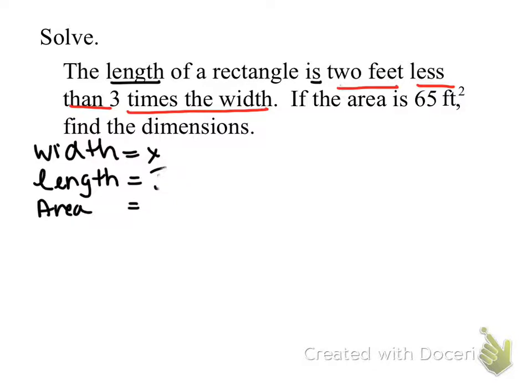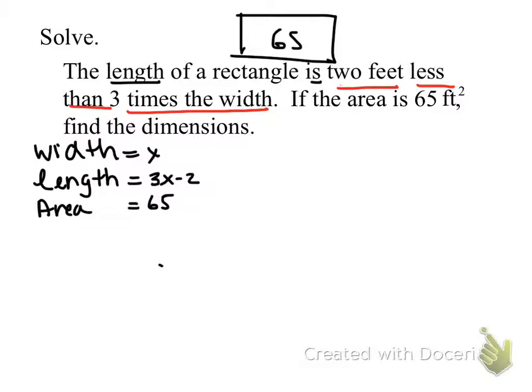And then area. Do they give us any dimensions? Is it minus 2? Yeah. Okay. And then what was the area? 65 feet squared. Okay, 65 square feet. Now, as soon as I mention rectangle, that means I draw it and I label it. That whole thing is 65. This is x. And this right here is 3x minus 2. Is that right? Yeah.